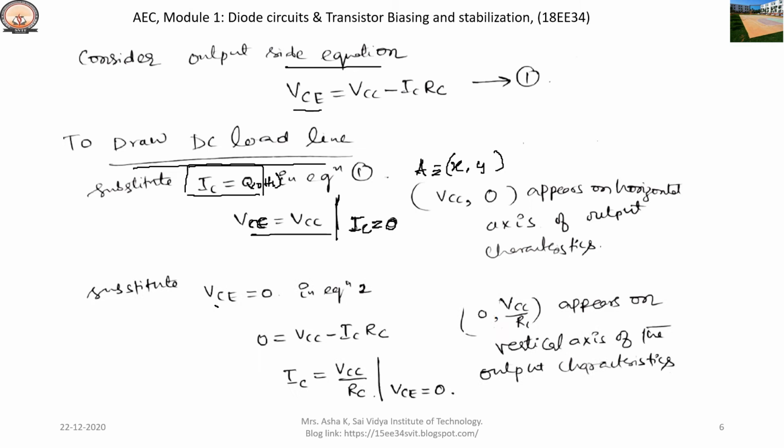Similarly, we substitute VCE equal to 0 in equation 1. What we get here is the output current equal to VCC by RC for constant VCE equal to 0. We call this point B on the output characteristics curve: 0, VCC by RC. It appears on the vertical axis of the output characteristics curve. Here for the Q point values, we know that the x-axis is output voltage and the y-axis is output current.